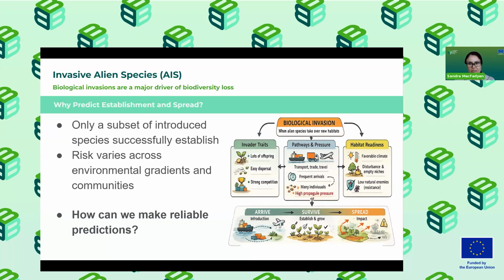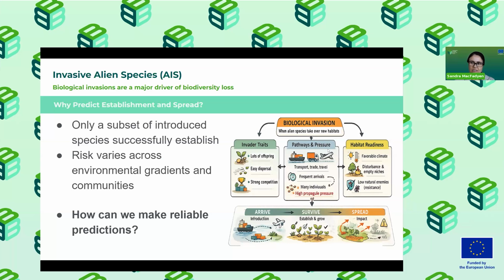And it's got 3 pillars in this scenario. You've got your invader traits. These are some species that are just built to spread. They have lots of offspring, they're easily dispersed, and they're strong competitors once they get established. Then you have the pathways and the pressures. This is how often and how many get released into a system. The more frequently organisms are moved around by ships and trucks, for example, and different trade means, the more individuals arrive, and the more individuals have a higher rate of being able to make it.